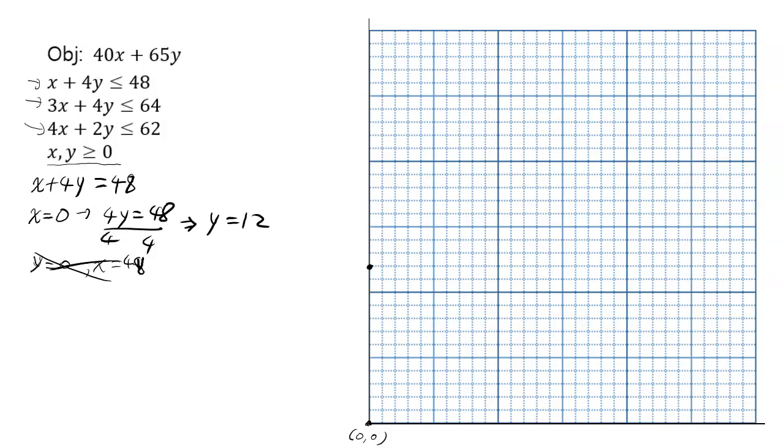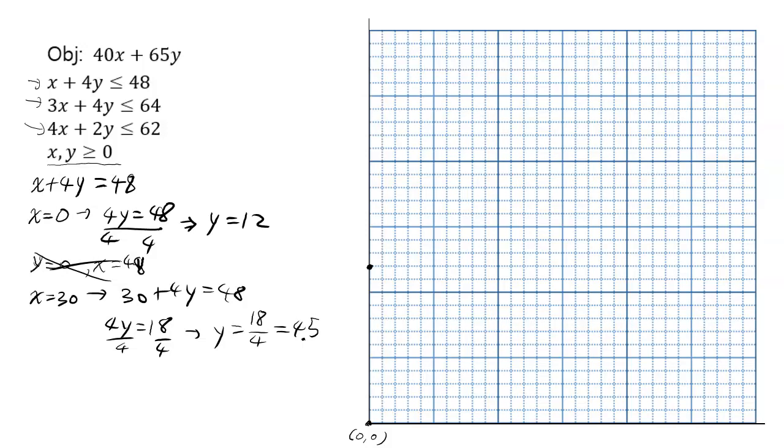Rather, since x only goes up till 30, let's just plug in x equal to 30 and see what we get. When x is 30, that means 30 plus 4y is 48. And when you subtract 30 from both sides, 48 minus 30 is 18. So 4y would be 18. Divide both sides by 4. And you get y as 18 over 4. And if you punch this into your calculator, you'll see that this is 4.5. Alright, so you have 4.5 right here. Okay, then you just connect these two. That will be your first line.